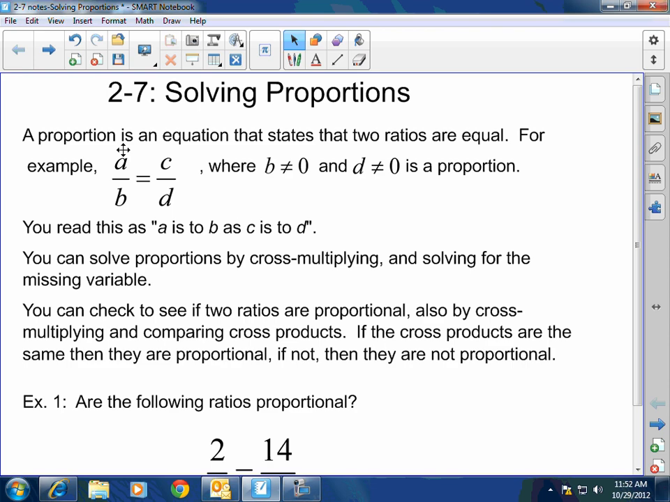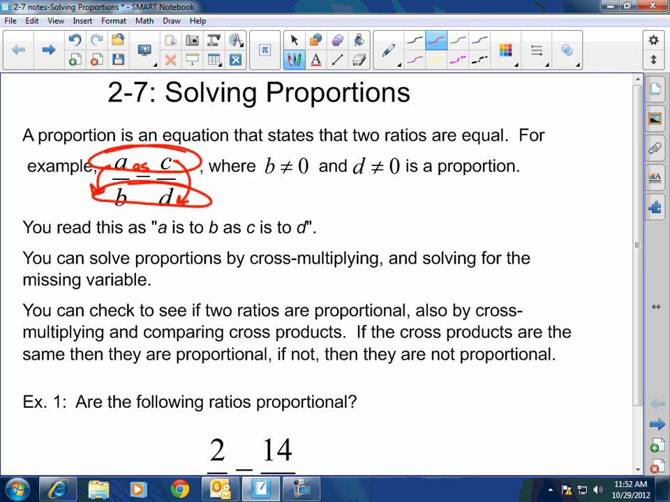Now, you read this as A is to B as C is to D, because basically you're saying that the ratio of A to B is equal to the ratio of C to D. So it's read as A is to B as C is to D. When we're setting up proportions, you must always remember these two guys must have the same units, and these two guys must have the same units. We'll talk about why that's important in a little bit.